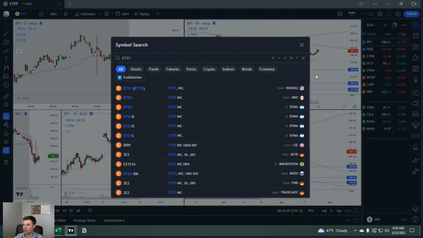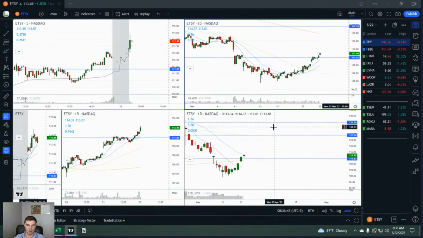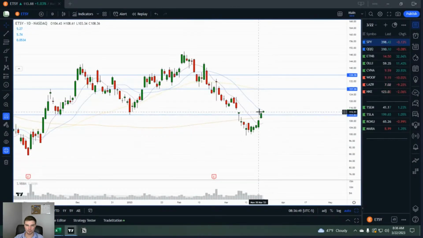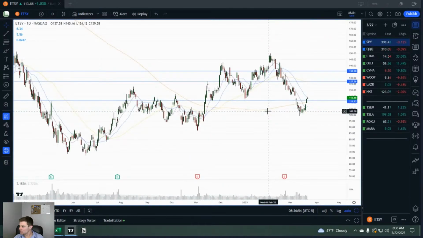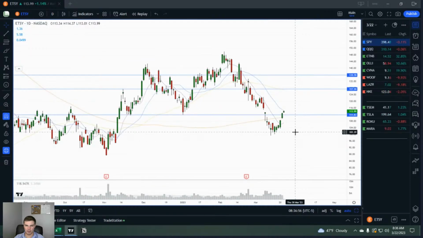But let's check out that Etsy for you, KT. You're getting in long at 114, so you're just getting in right up here. Stop loss of 108, so under the gap, under the 200 period moving average, not bad. And then a target of 121.